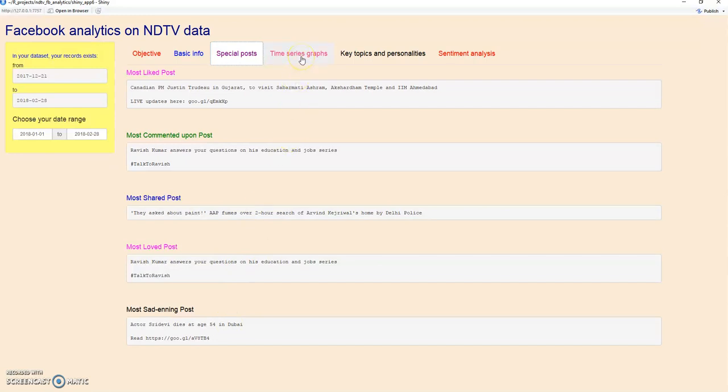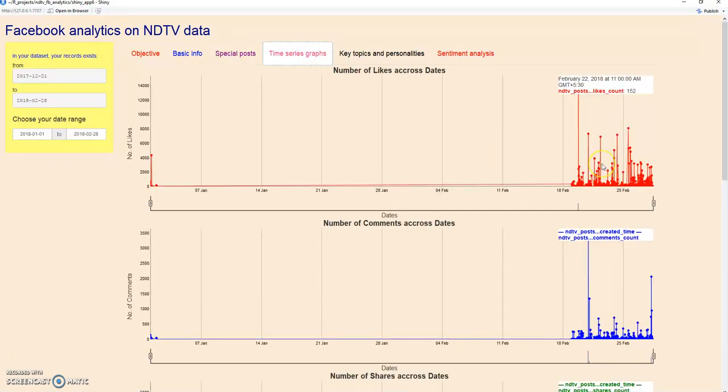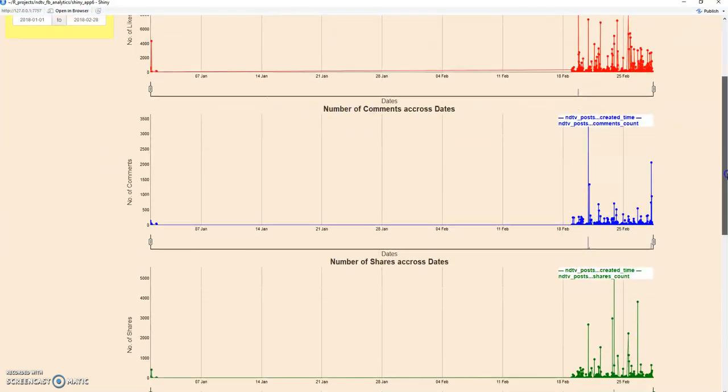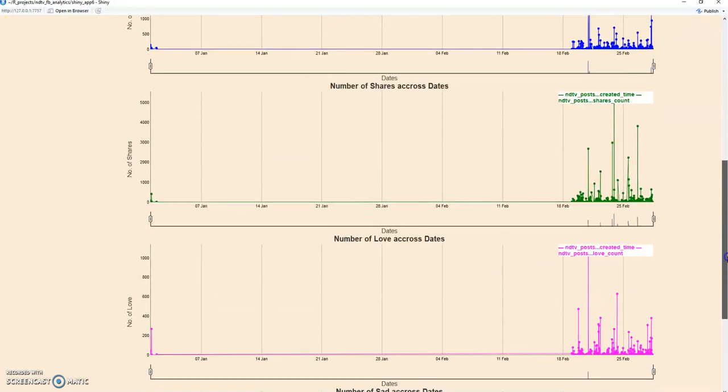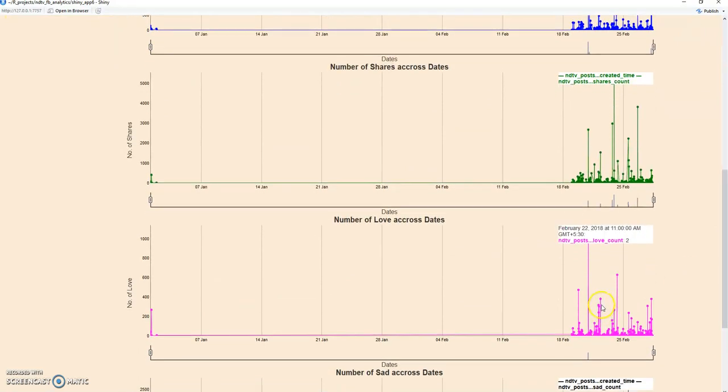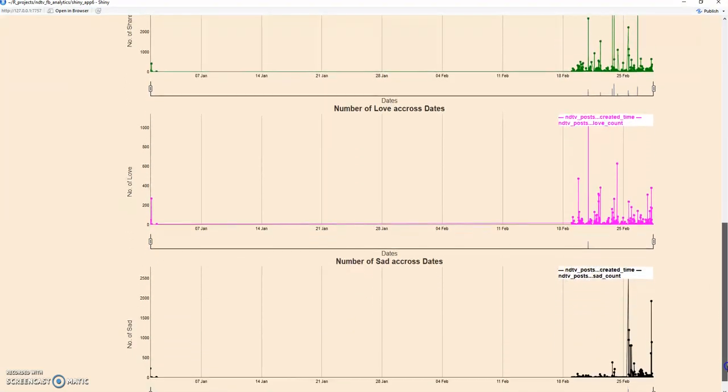Next, let us look at the time series graphs. These graphs are basically developed in dygraphs. A very interesting thing about each of these graphs is that if you hover over the graphs, they will give you the number of likes, comments, shares, and loves, and the corresponding parameters that we have.